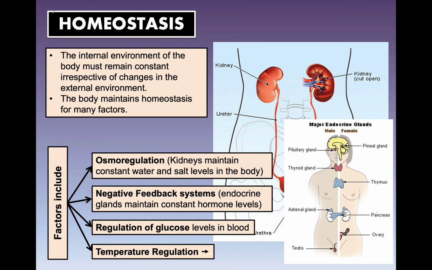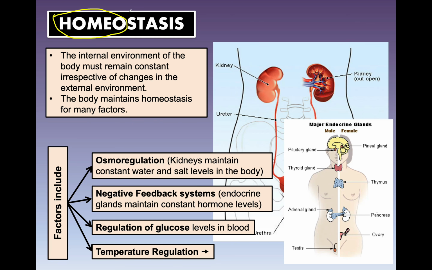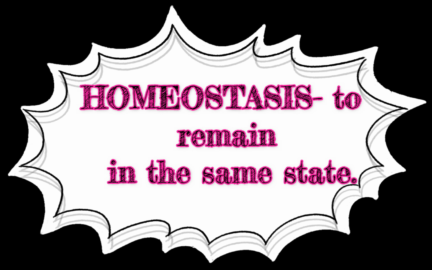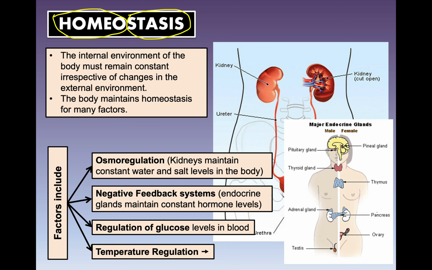If I had to break this word down, I will get two important parts. I will get the word homeo, coming from a Greek word which means standing still or staying the same, and stasis, which means state. So if I join them, the meaning would be to remain in the same state. Now, homeostasis is a process that does just that. What does it do? It's a process of maintaining a constant internal environment within the body.